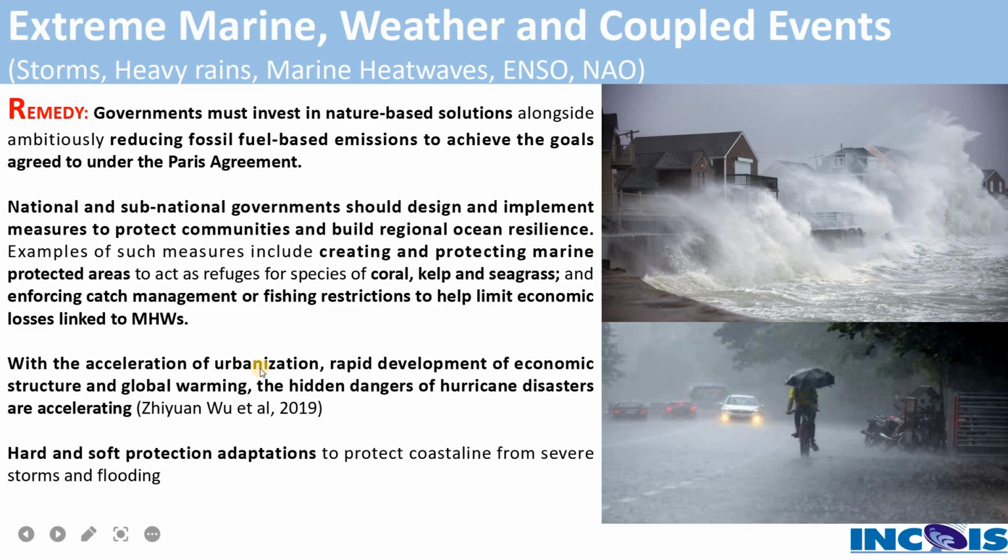We have to decelerate all these processes, and use hard and soft protection adaptations to protect our coastline from severe storms and floods, because we have to have some kind of adaptation methodologies to respond to all kinds of coastal flooding events, sea level rise, and storms, right? Okay, these are some possible remedies that we have to apply to respond to or control these extreme marine weather and coupled events as well.